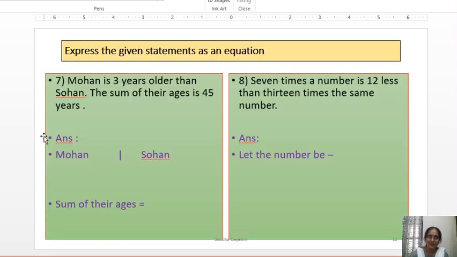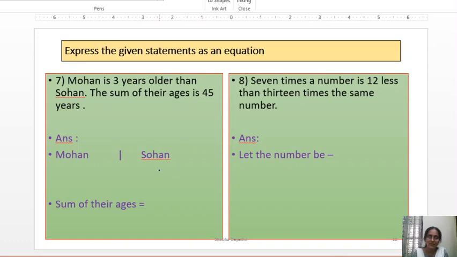Read the 7th question. Mohan is 3 years older than Sohan. The sum of their ages is 45 years. How will you find out? Now Mohan and Sohan: Mohan's age is depending upon Sohan's age, right? How much is it more? 3 years older than Sohan.